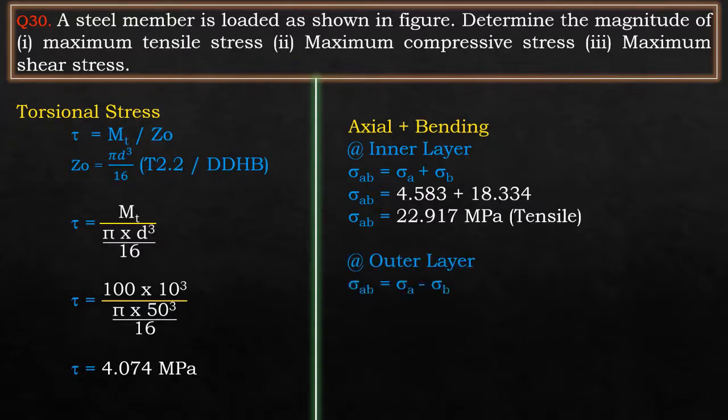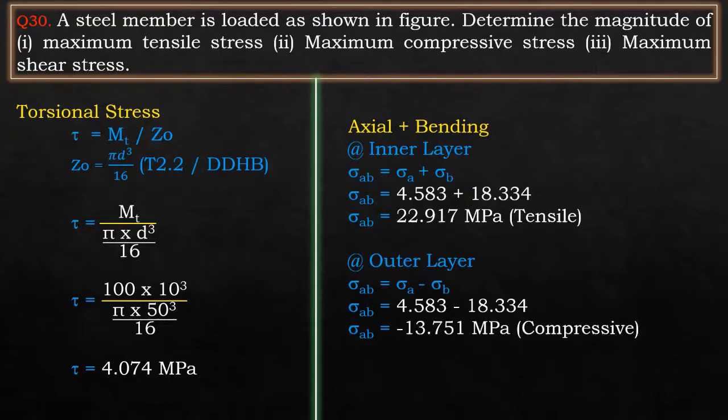At outer layer, sigma AB will be equal to sigma A minus sigma B, because at outer layer only axial stress is tensile and bending stress is compressive. Therefore, sigma AB is equal to 4.583 megapascals minus 18.334 megapascals, which happens to be compressive with the value of minus 13.751 megapascals. So we have determined the stress at inner layer as well as outer layer. Now by using these values of sigma AB and tau, we will now determine the maximum tensile stress and maximum compressive stress as well as maximum shear stress.